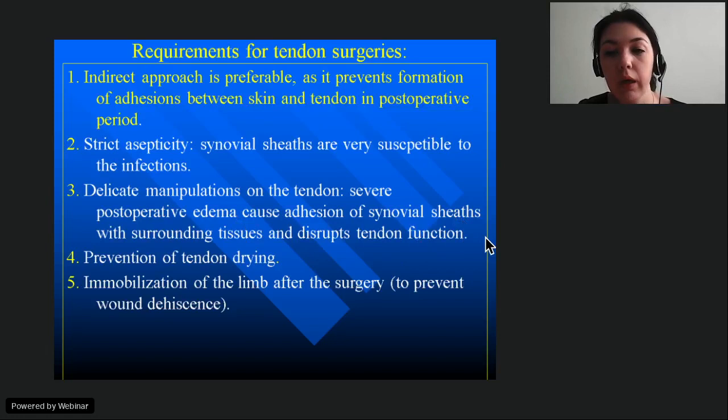Prevention of tendon drying. So if some of you attended our surgical club, yes, and you saw how tendons are sutured, you saw that we should always try to save tendon wet. Because again, when synovial sheath gets dry, it contributes to formation of the adhesions. And again, it will impair tendon function. And immobilization of the limb after the surgery also is required to prevent wound dehiscence.